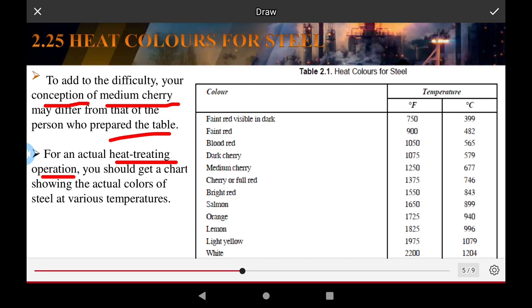Heat color for steel. Faint red, visible in the dark, is at a temperature of 700 degrees Fahrenheit, or 399 degrees Celsius. Faint red is 900 degrees Fahrenheit, or 482 degrees Celsius.